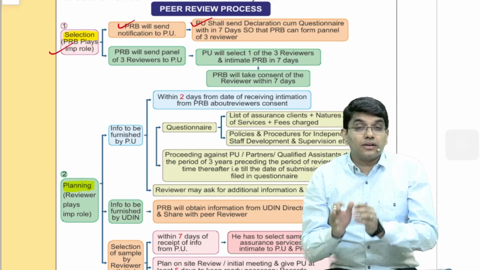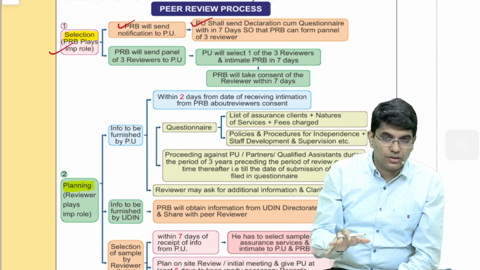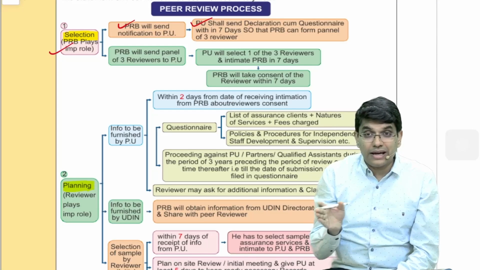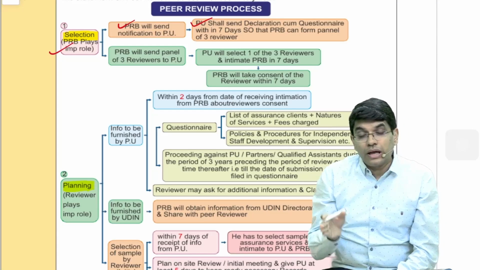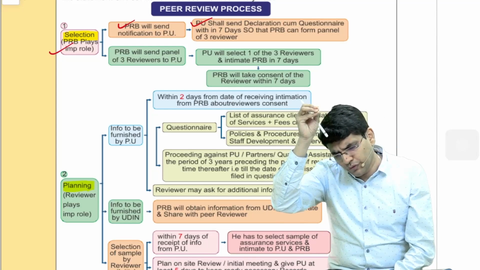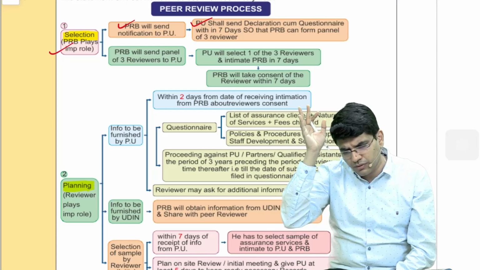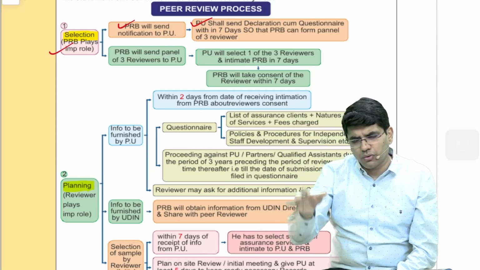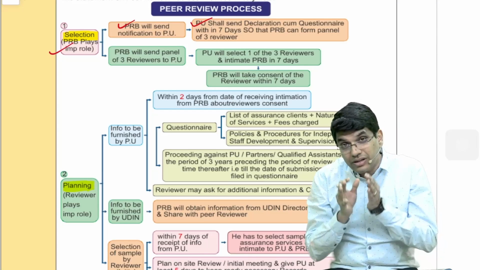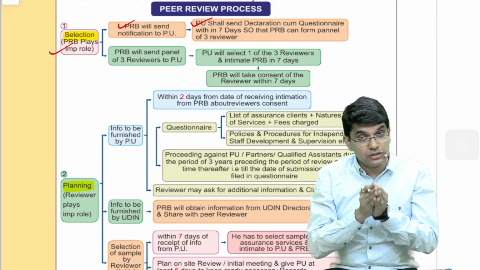As soon as they're intimated, within 7 days, the CA firm is supposed to give a declaration regarding what kind of entities they audit, so that it can be decided whether they fall in level 1 or level 2. And apart from that, now there is a change: a detailed questionnaire giving details of different assignments they have done in the past 3 years, partner details, employee details, fee collection, what their policies are, how they conduct audit, what their quality control system is, everything. You need to give the questionnaire within 7 days. So within 7 days, they are going to send 2 things to the peer review board, a declaration and also the questionnaire.